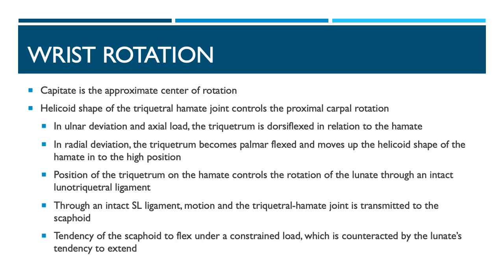So during ulnar deviation with an axial load, the triquetrum becomes dorsiflexed in relation to the hamate. During radial deviation, it becomes palmar flexed and it moves up, I guess, a little bit higher against the hamate. So the hamate is going to pull the triquetrum, which pulls the lunate, which pulls the scaphoid, if all those ligaments are intact. So it's kind of this cascade of everything. And it depends on the position of the starting point of the bones and through all those ligaments.